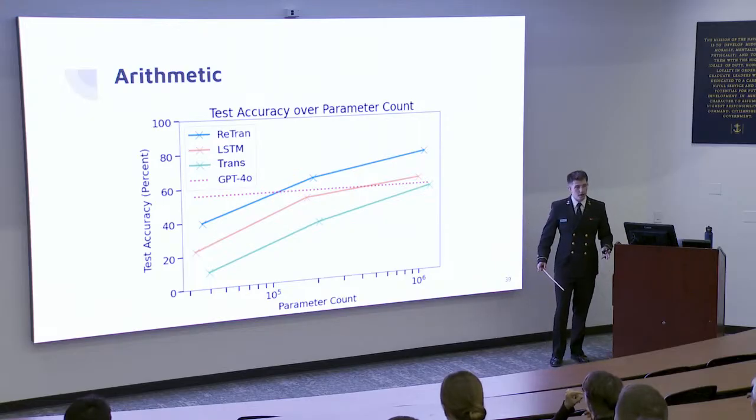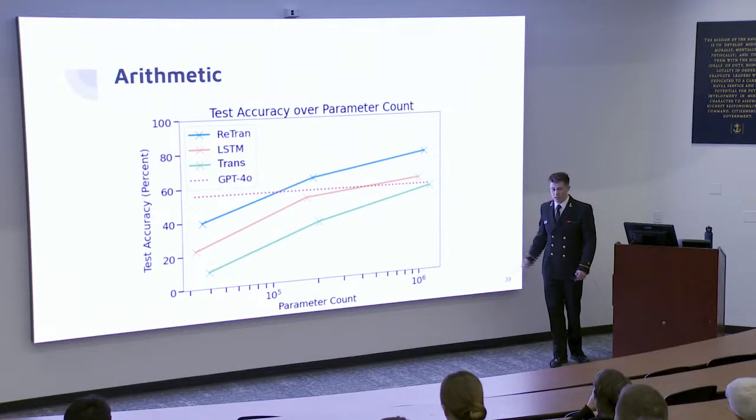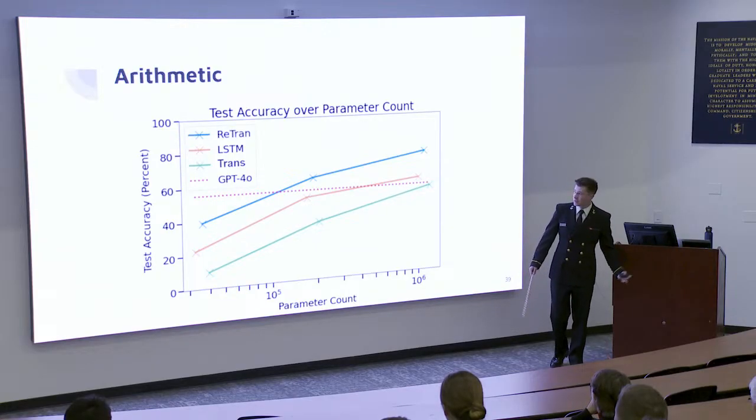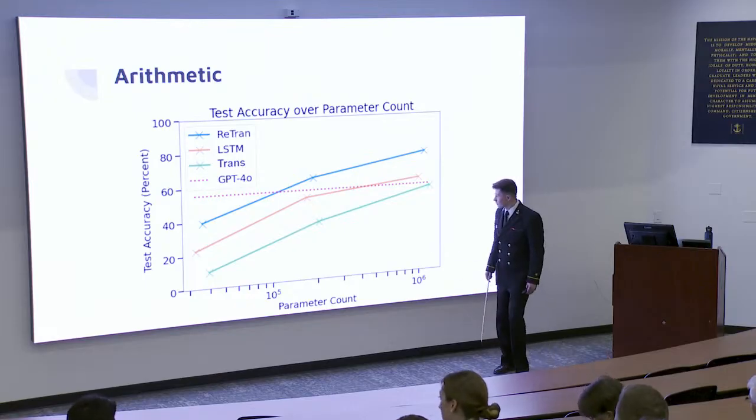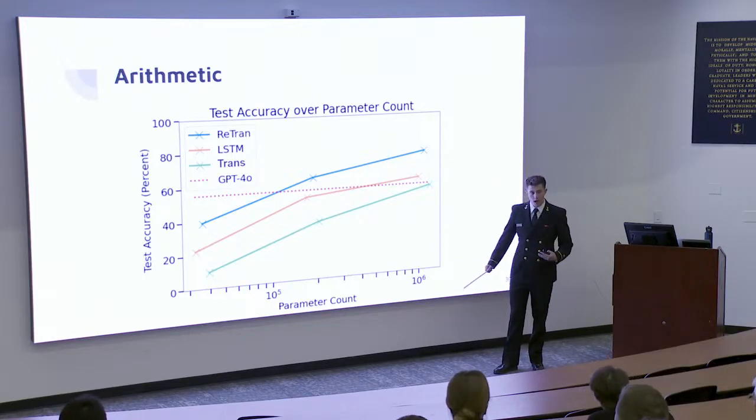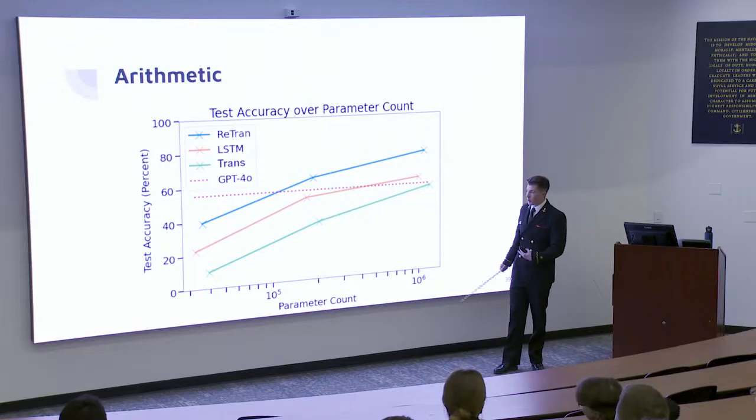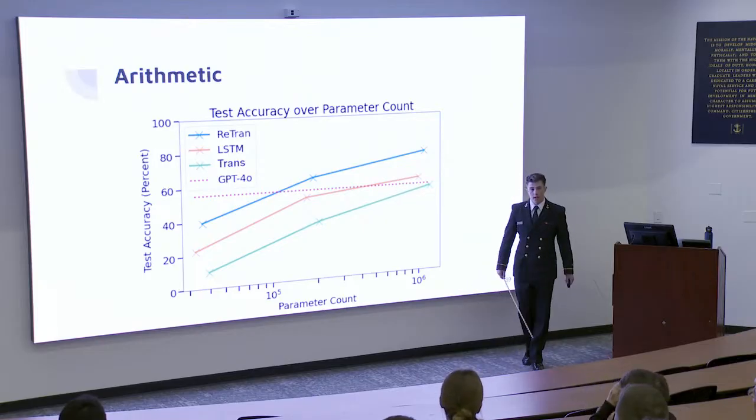It's a little bit unfair to compare these, considering GPT-4o was trained on all of English, and it can answer questions about the universe, where our RETRAN can only answer with positive and negative numbers. But it still provides context for how well our model performs compared to real-world state-of-the-art applications.